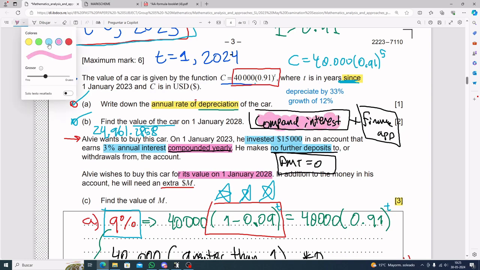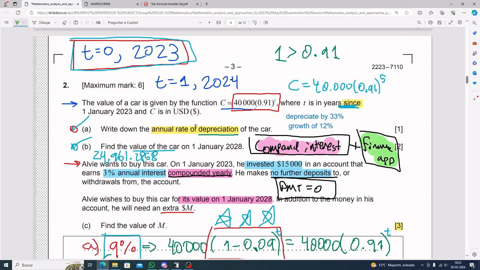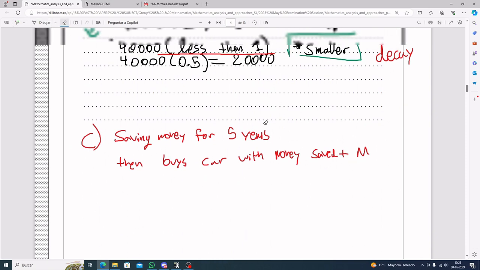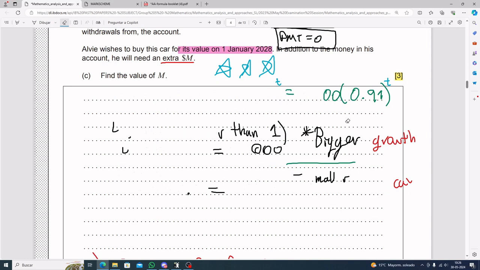Now, I'm still going to show you how to use the finance app because I think it's very important to understand this tool, especially for when you face PMT. But for now, I will initially show you the compound interest formula. First, let me make a little bit of space because we will be writing quite a bit.